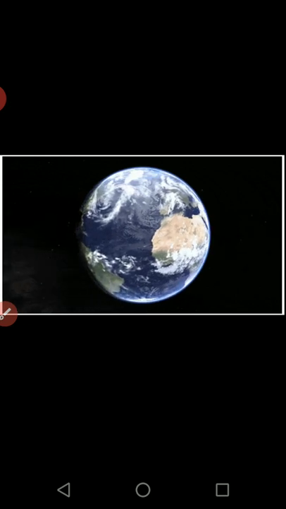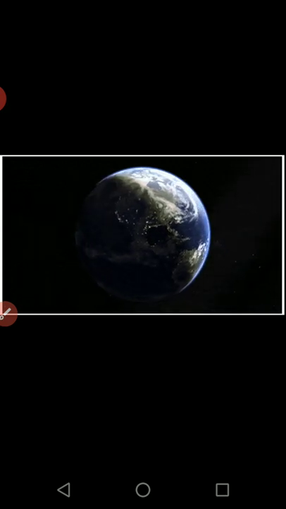Now, identify what is this. Yes, you people are very much correct. This is a satellite image and the moving image of our earth. This is how the earth looks when we see it from the space.